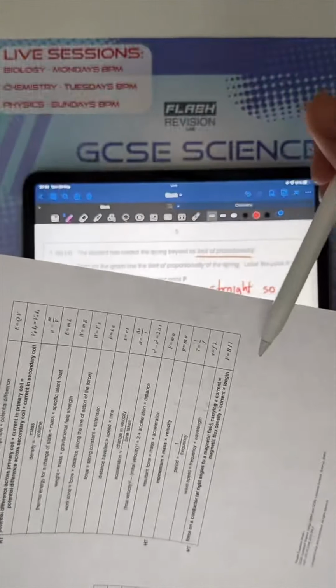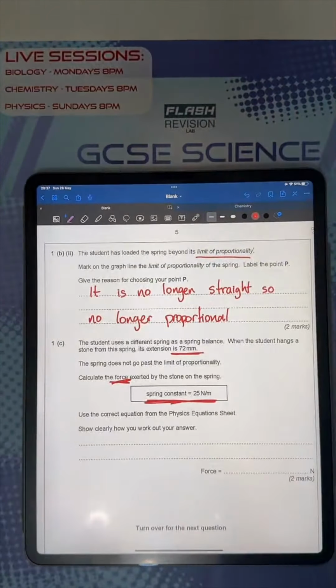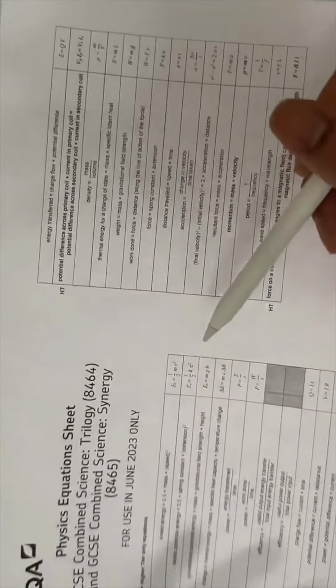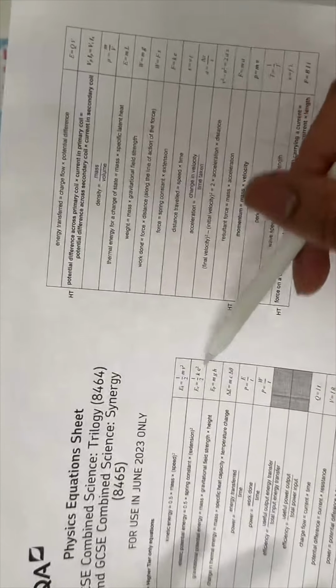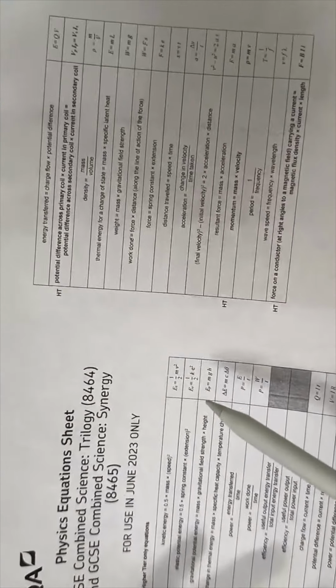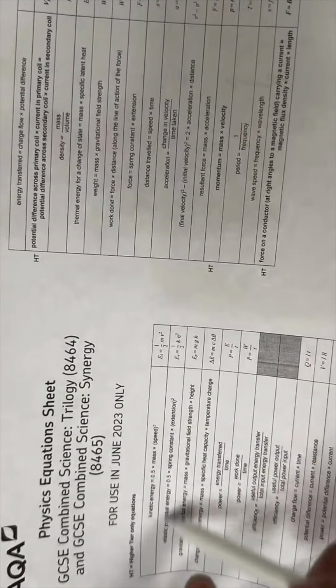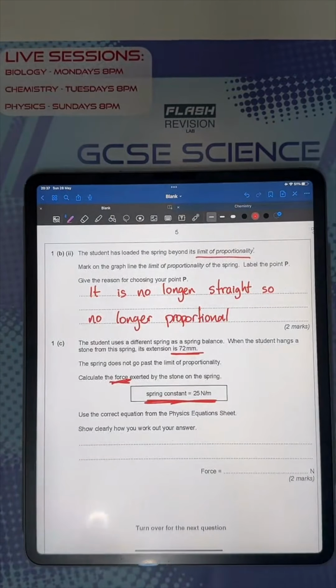Yeah, F equals ke or kx. This one here, the one I was talking about earlier, not the energy one. So I think someone mentioned this one. That is very close to it, half ke squared. That's got spring constant, it's got extension, but it's also got energy. You use this to calculate energy, elastic potential energy. So it's not that one.